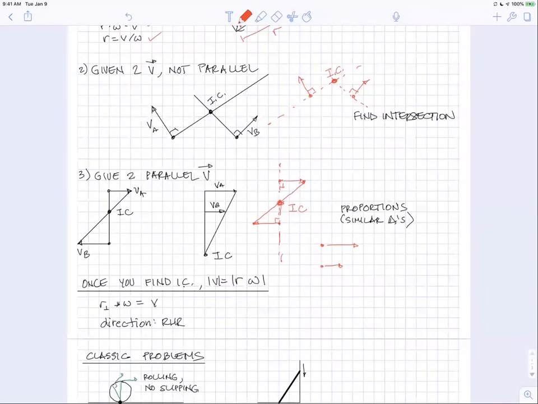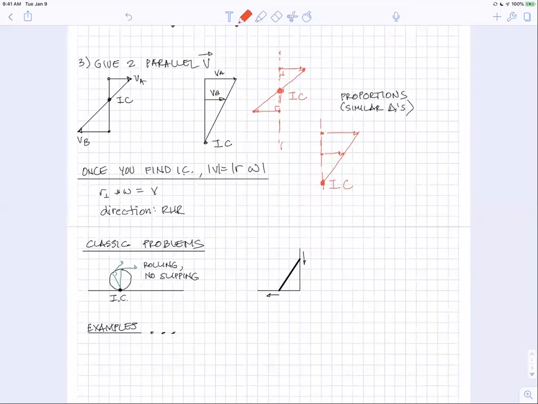So you have these two velocities that are parallel to each other, and so you try drawing your dotted lines, and they're on each other. Again, just connect the two ends with a straight line, and right there will be the instantaneous center. And once you find an instantaneous center, you know that the absolute value of the velocity is just r times omega, where you take the perpendicular distance of r, and you can figure out the directions by looking at which way it's spinning, right-hand rule, clockwise or counterclockwise.